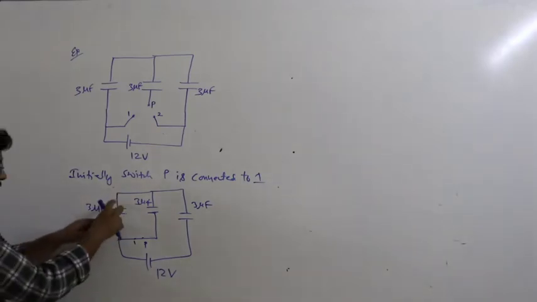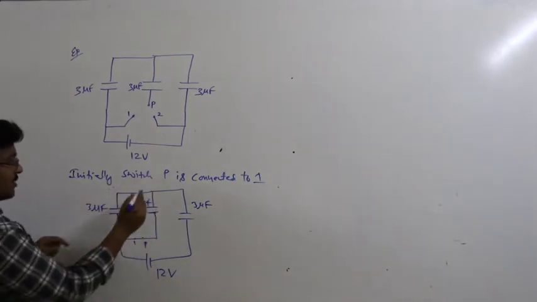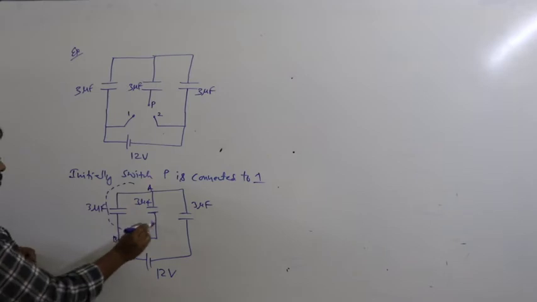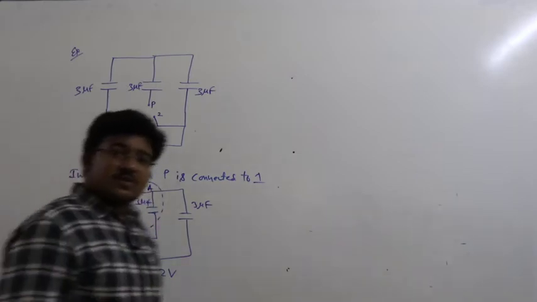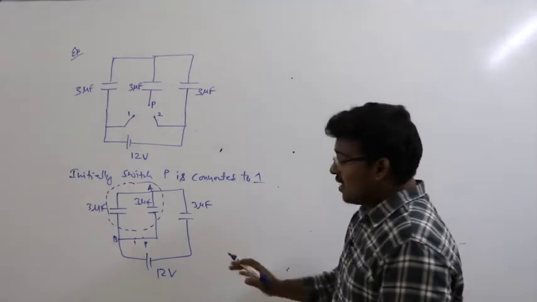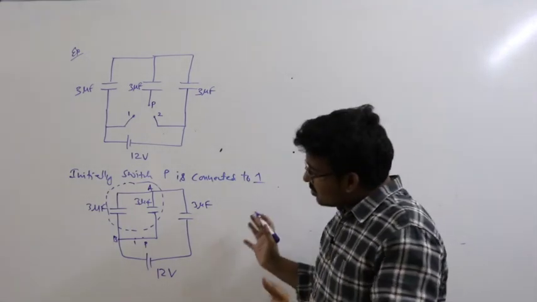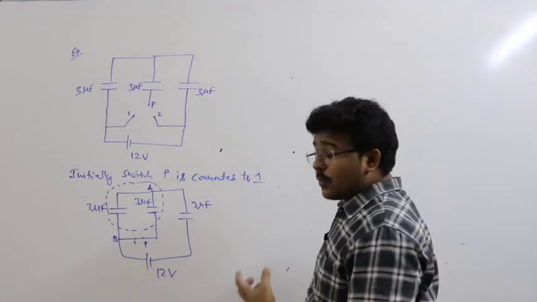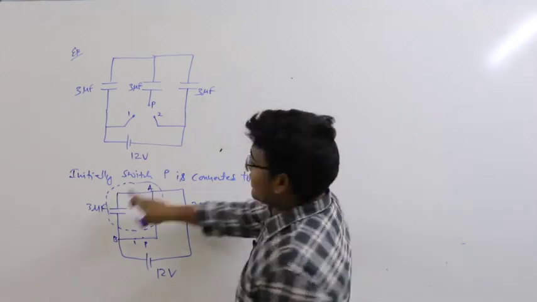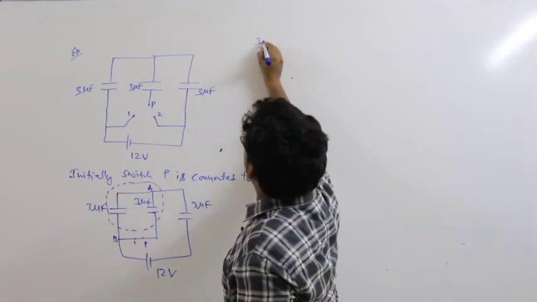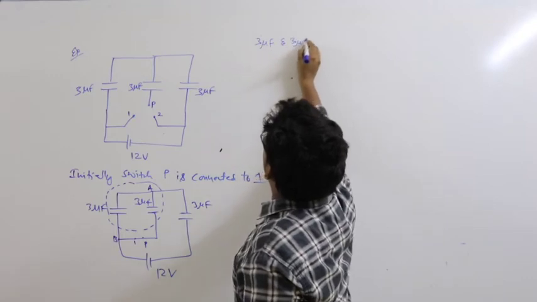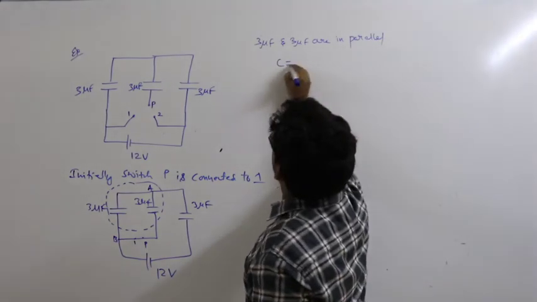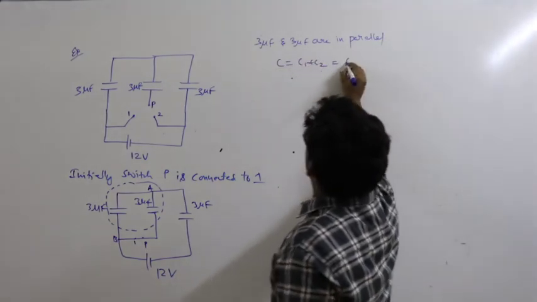Now see, the endpoints of this capacitor and the endpoints of this capacitor are both the same. Let me take A and B. Automatically these two are said to be connected in parallel. So the effective capacitance of parallel is the sum of the capacitances. So I am going to redraw the circuit to find the equivalent capacitance. As 3 micro and 3 micro are in parallel, the effective is C1 plus C2, so it will be 6 micro.